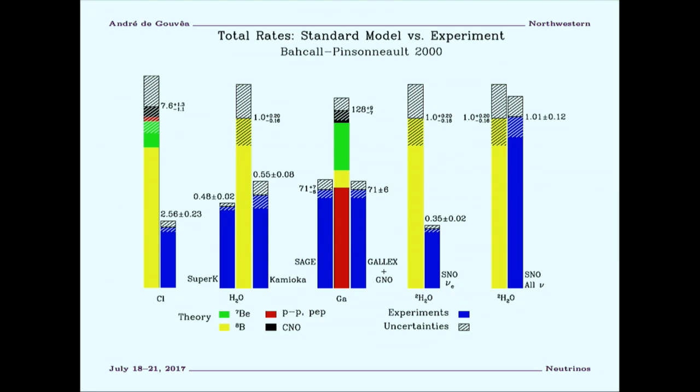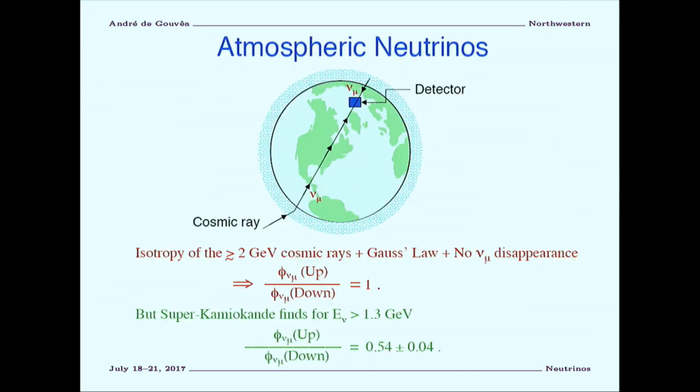And in order to resolve this problem, we had to build a new experiment that made measurements that look like this. I'm not going to talk about this today, but I'll start talking about this tomorrow. This is the SNO experiment that actually solved the problem for us. But this is where we were at the end of the 1990s.